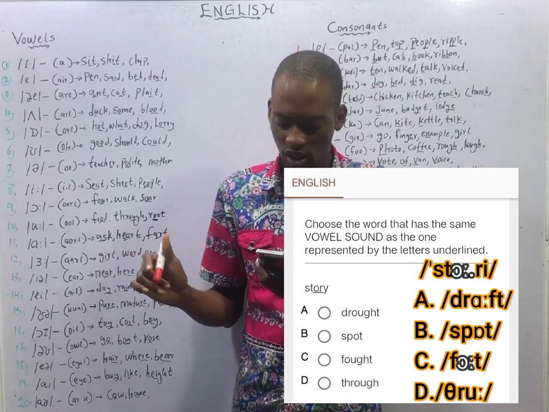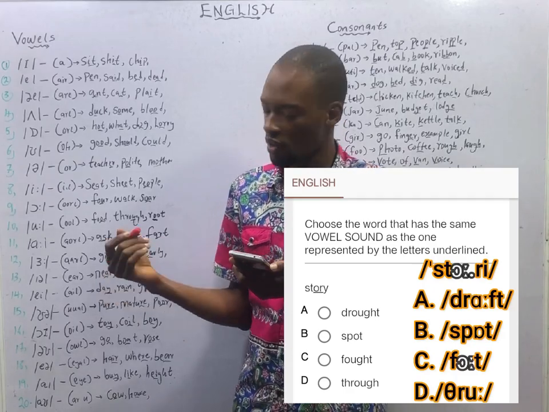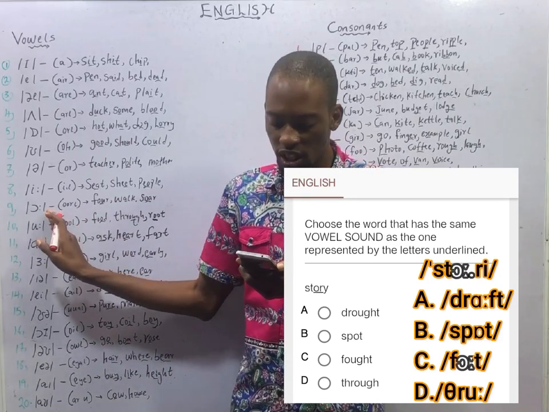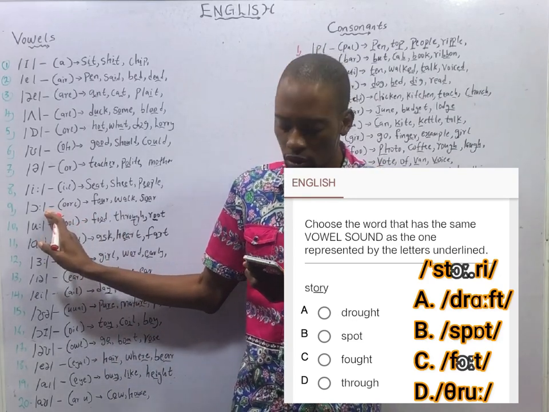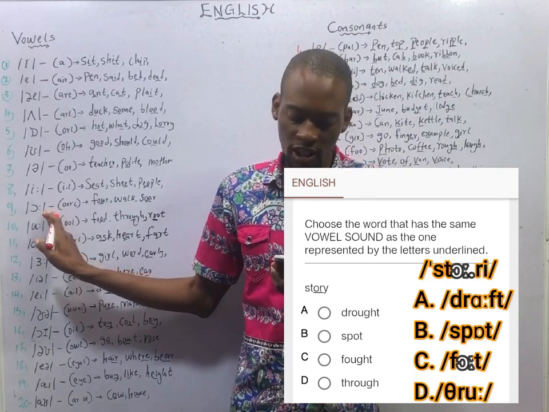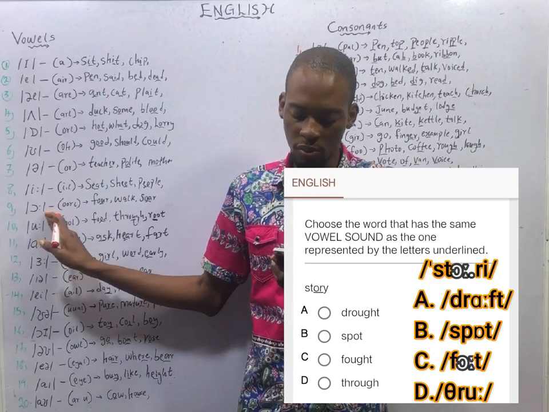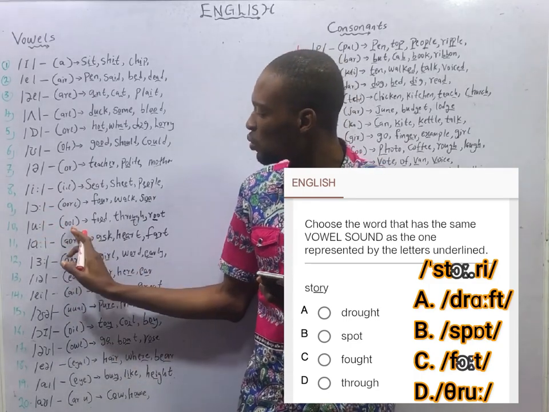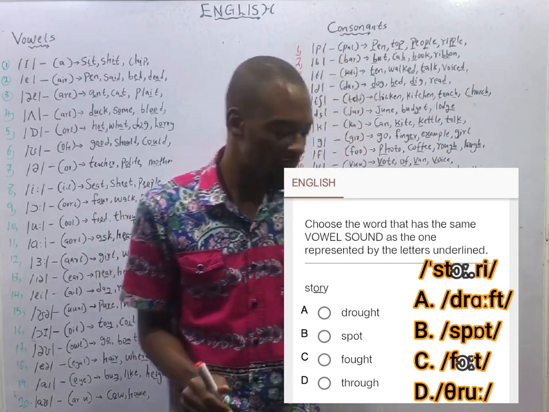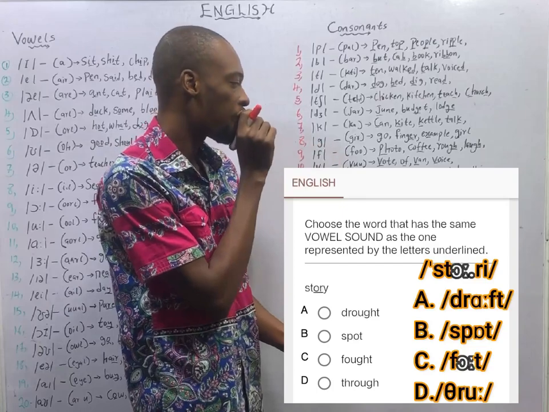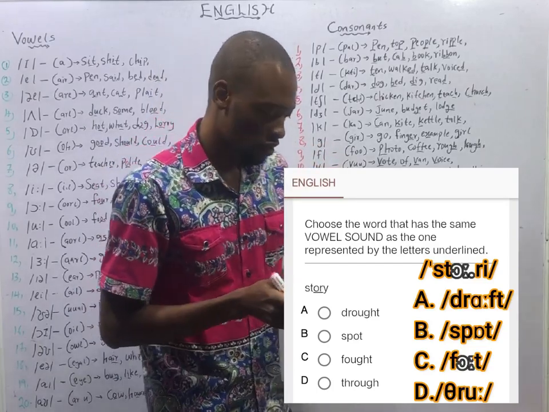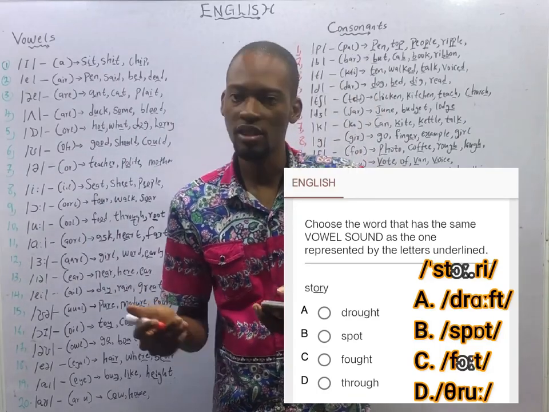Then we have fault. Fault possesses the O sound, which is the same as the sound present in story. That makes option C the correct option. Then in option D, we have through. Option D has the oo sound, as in food, through, and root. And it also has the theta sound, as in think, month, through, and breathe. So we've gotten our answer. That is option C.